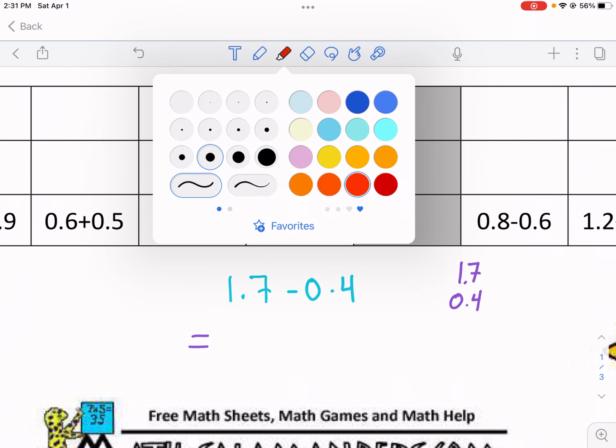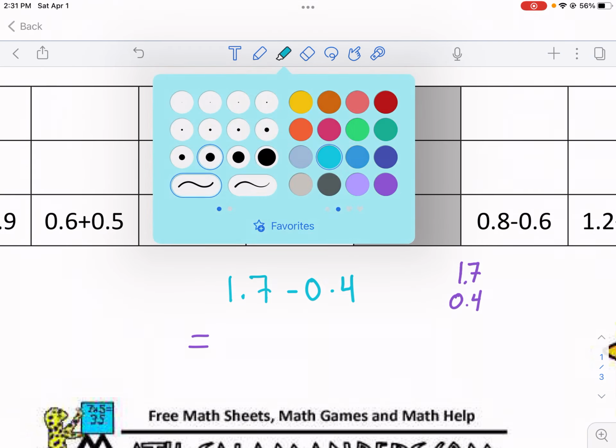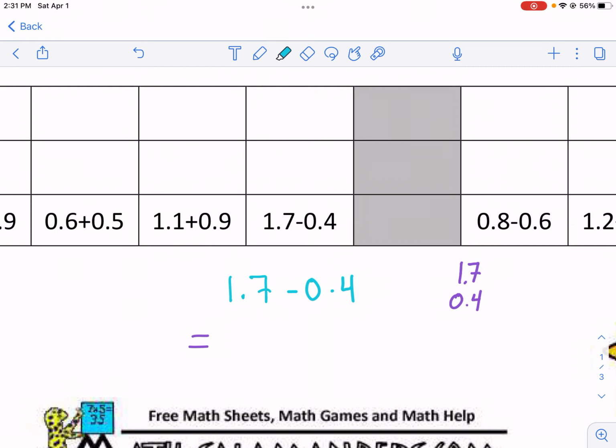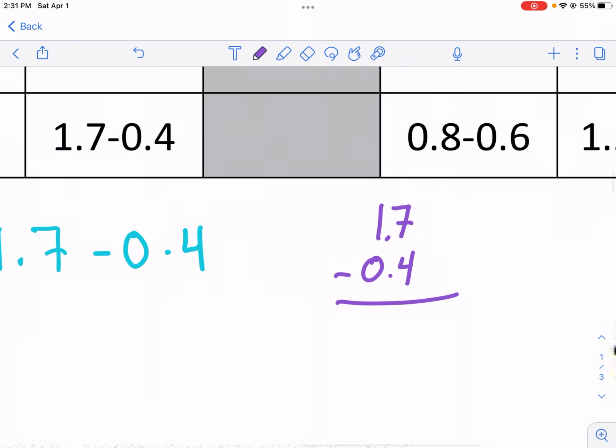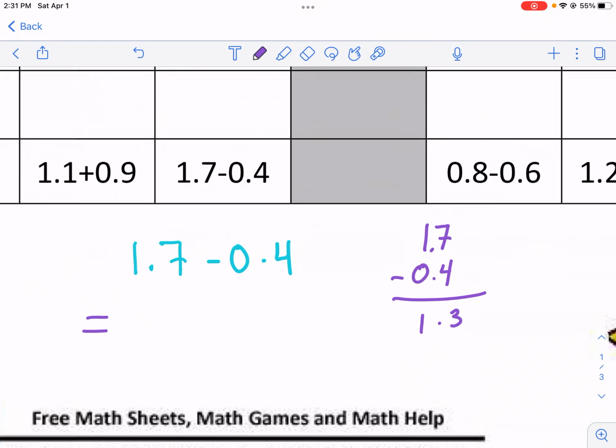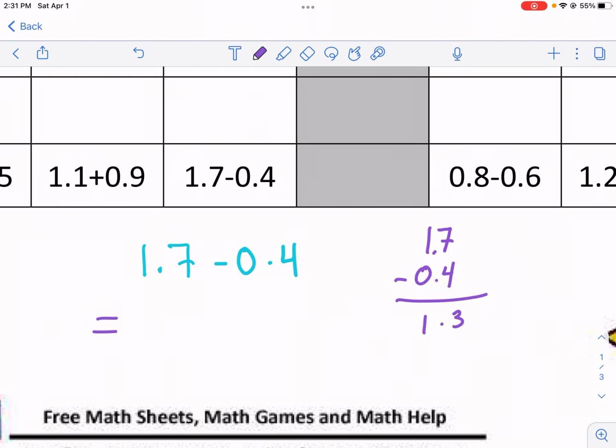The decimal place is right there for both of these, and you want to make sure they're lined up one over the other. So we're going to subtract this. I'm going to put that line right there, and then we're just going to do 7 minus 4, that's 3. Put the decimal place down, 1 minus 0, and that is 1, and we get 1.3 as our answer. So that's the standard way to do that.